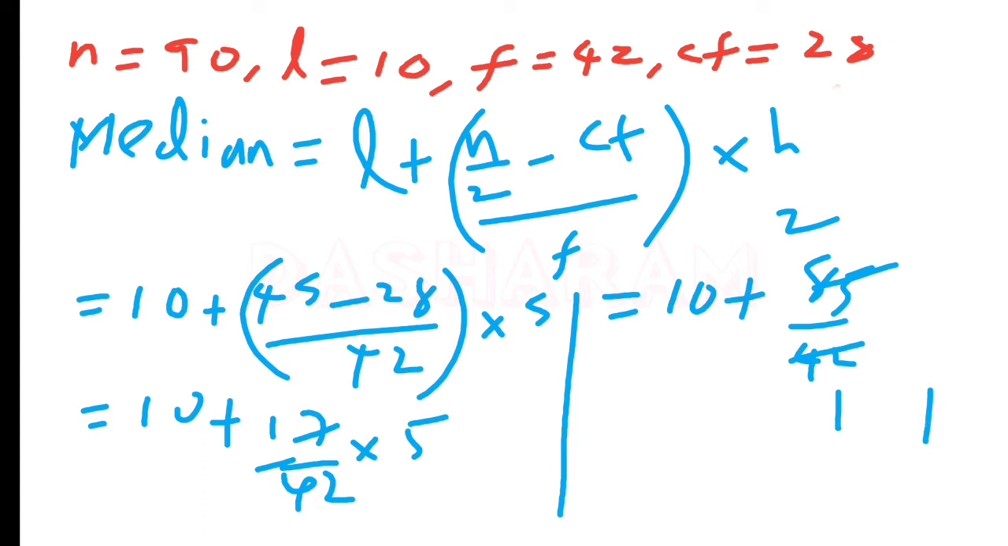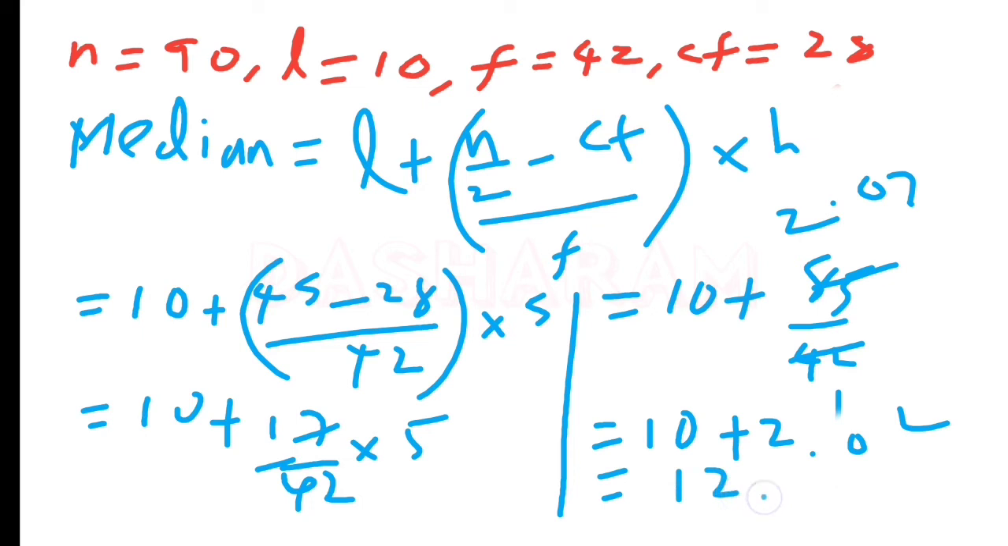Remainder 1, 0, but 10 will not come in the 42 table. Let's take one more digit. So total 100. So n of 2 digits. So 10 plus 2.02 is 12.02. So it is nearest to 12 point.